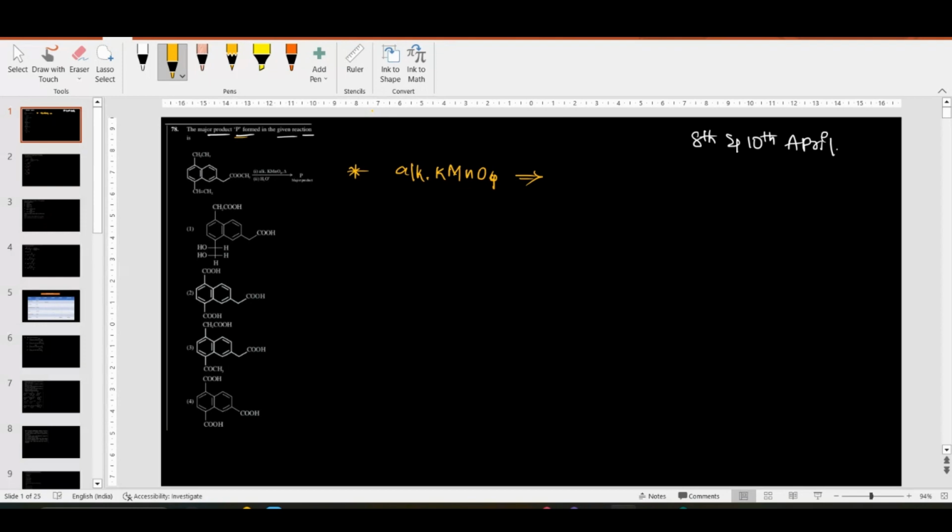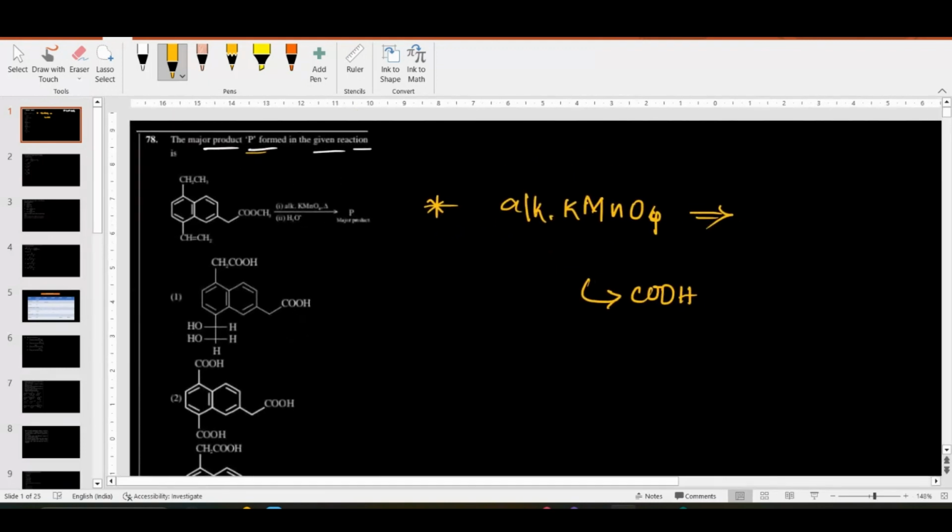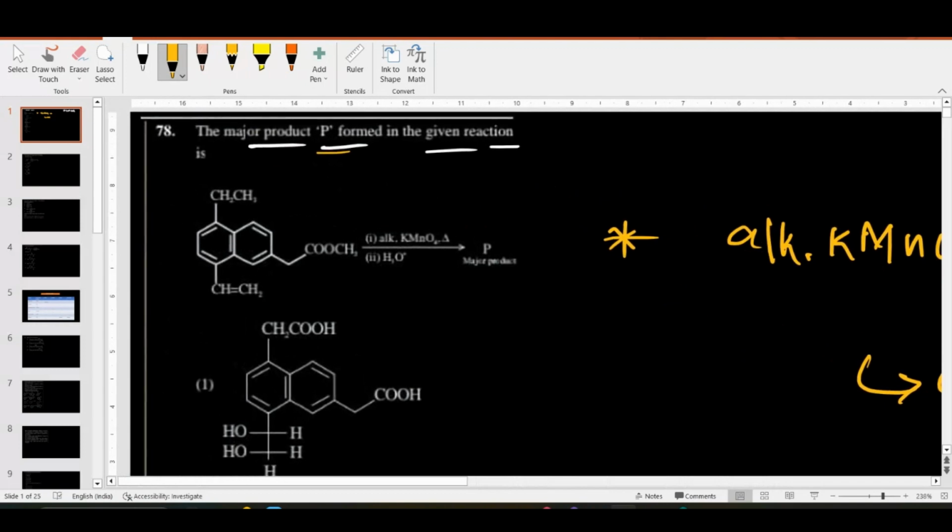But one condition is that the benzylic carbon should contain at least one alpha hydrogen. This is our condition here. In order to convert that group into COOH, that benzylic carbon should contain at least one alpha hydrogen. So if you see here, let me zoom in somewhat. Now you can see clearly, right? This is a benzylic carbon, this is also a benzylic carbon, and if you observe here, it has two alpha hydrogens, right?